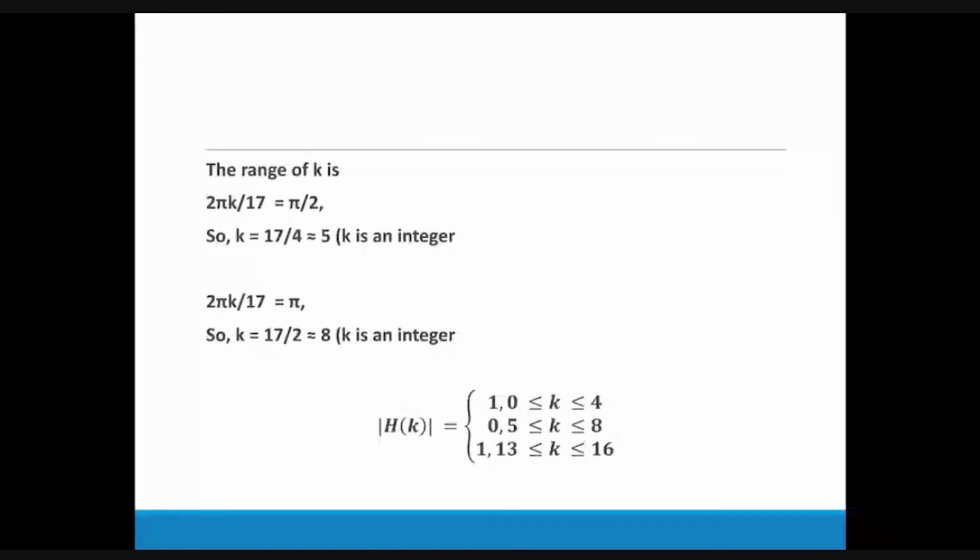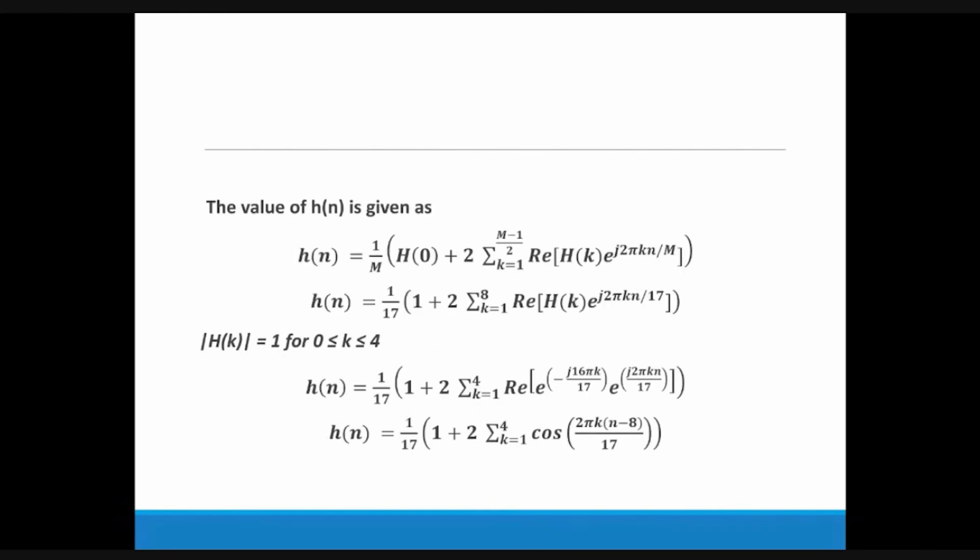So just represent this equation in this format, and again apply the impulse response equation, or find the inverse Fourier transform and get the solution. In this, the equation is h of n is equal to 1 by M [h0 plus 2 summation from k equal to 1 to (M minus 1) by 2 of real part of H of k e raised to j 2 pi k n by M].